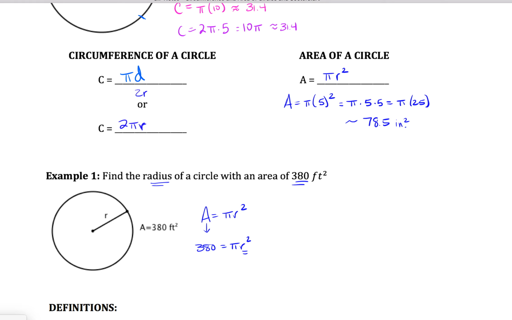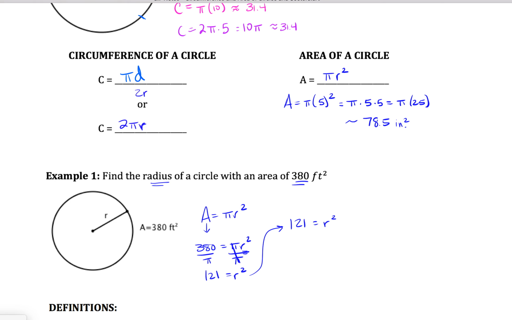Now what I'm trying to do is isolate this r, get this r by itself. So what I need to do first is get rid of the pi that's in front of it. Now remember, pi is a number, which means I can divide by pi on both sides. That's going to eliminate the pi on the right side of my equation, and I'll just have r squared. When I take 380 divided by pi on my calculator, what I should get is about 121. So I know that 121 is the square of my radius.